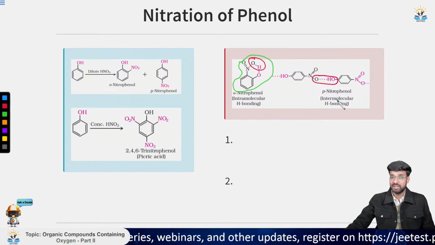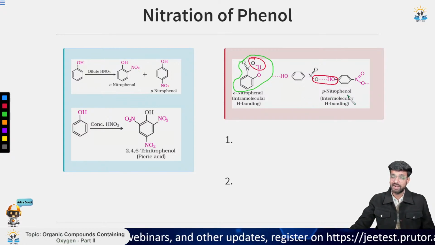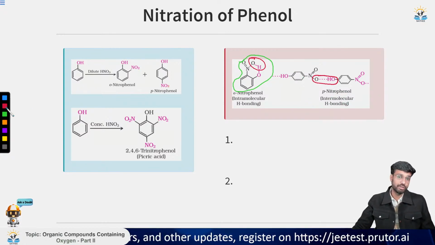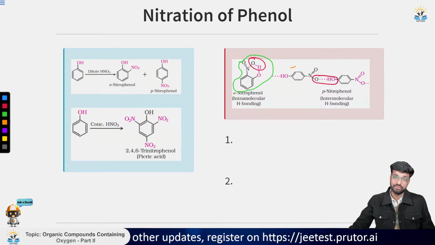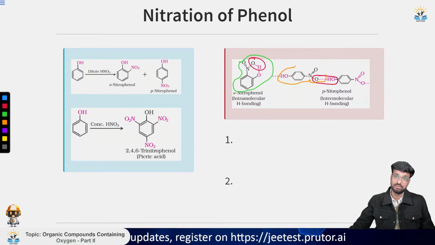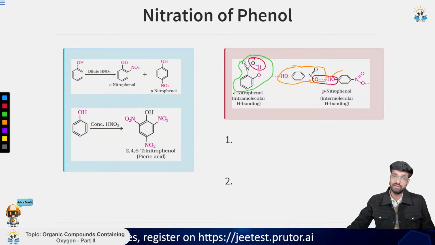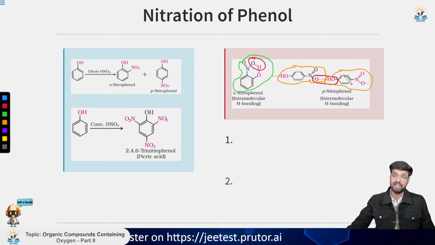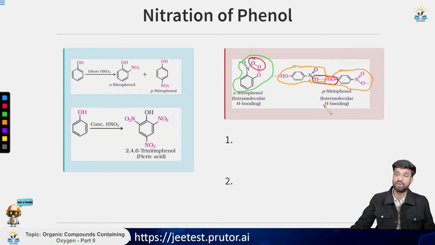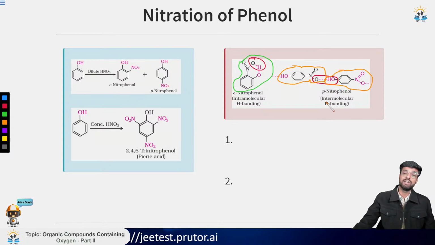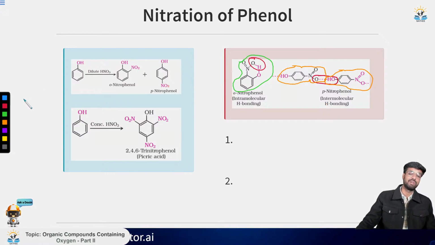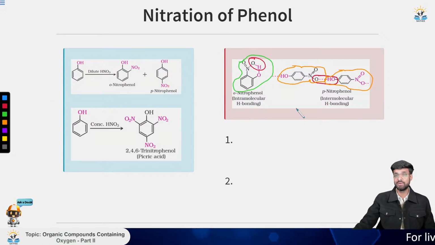If you compare it with the hydrogen bonding of paranitrophenol, then we have two molecules. The first one is this one, and the second one is this one. And the hydrogen bonding is between these two molecules, so it is called intermolecular. So the first one is intramolecular, and the second one is intermolecular. Intramolecular means within the same molecule, and intermolecular means between two different molecules.